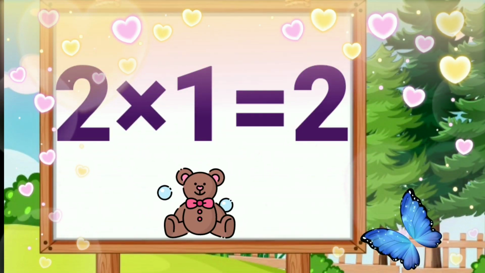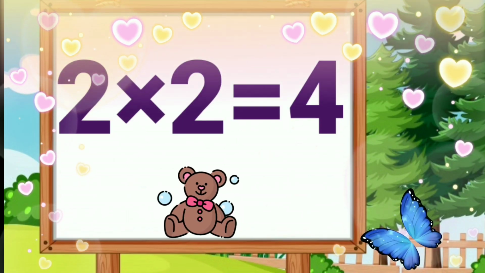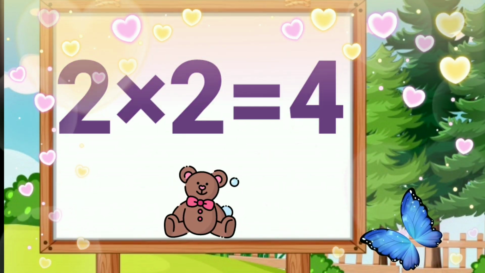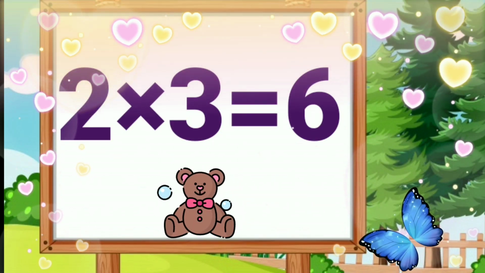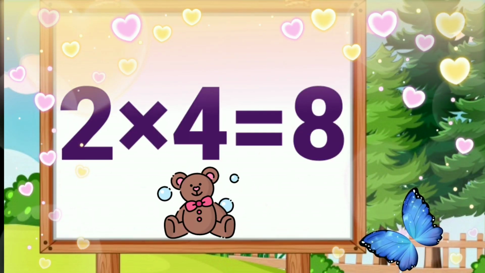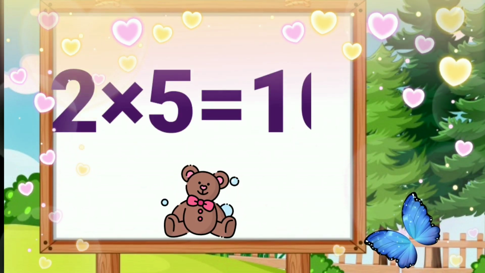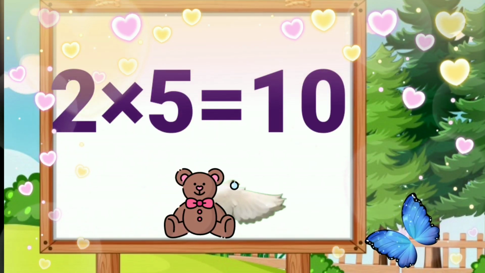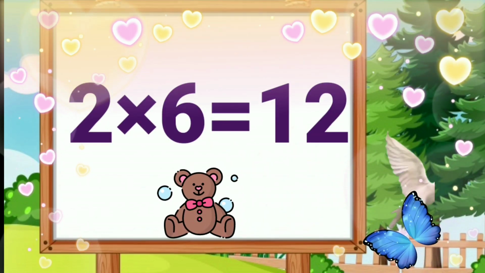Two ones are 2. 2 twos are 4. 2 threes are 6. 2 fours are 8. 2 fives are 10. 2 sixes are 12.